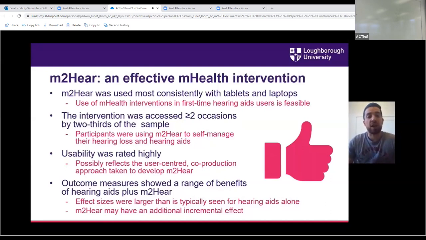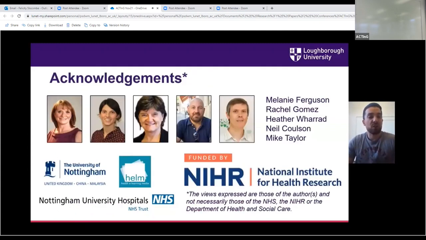So therefore, we conclude that M2Hear may have had additional incremental benefits and certainly demonstrates the power of mHealth technologies to self-manage hearing loss.